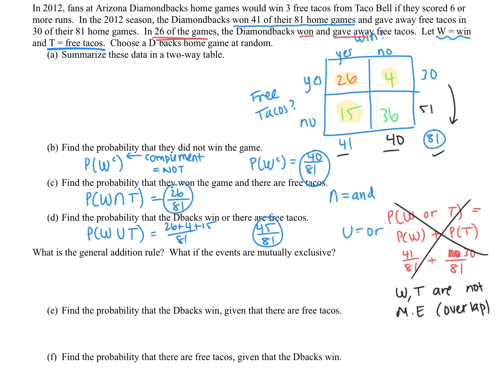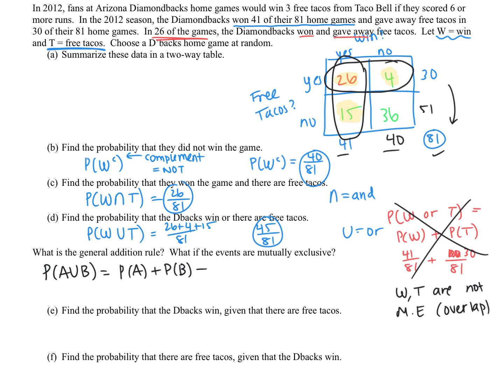The general addition rule says the probability of A or B is the probability of A, add the probability of B. Okay, if we look at our table and we use the W and the T, the probability of W is these numbers, and the probability of T is these numbers. So what is the issue? What is being double counted?